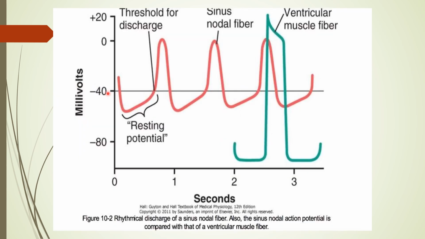So this is one more picture, the same pacemaker. This is the minus 55 to minus 40 millivolts. This is pre-potential or pacemaker potential. And from here again depolarization and repolarization. Okay, so this picture, ventricular muscle fiber, is the cardiac action potential, which we have seen previously.